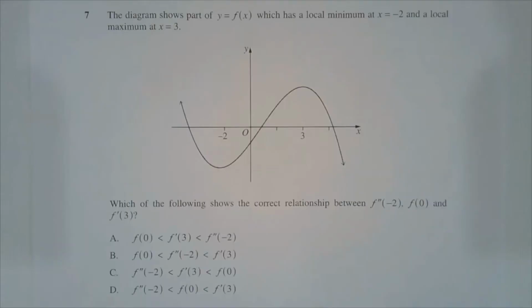Question 7. The diagram shows part of y equals f of x, which has a local minimum at x equals -2 and a local maximum at x equals 3. Which of the following shows the correct relationship between f double dash of -2, f of 0, and f dash of 3?